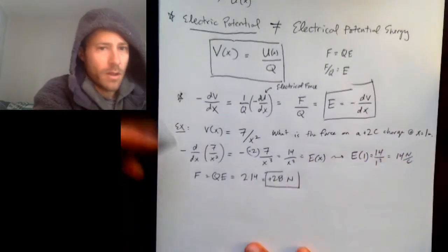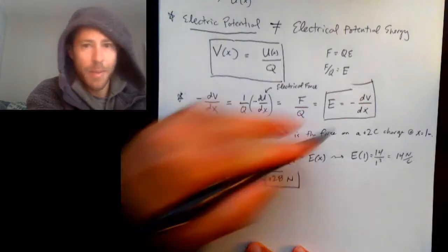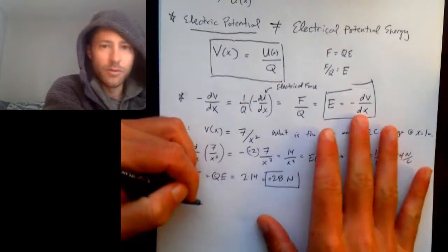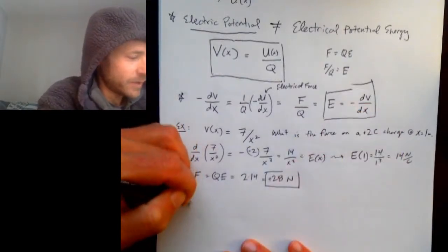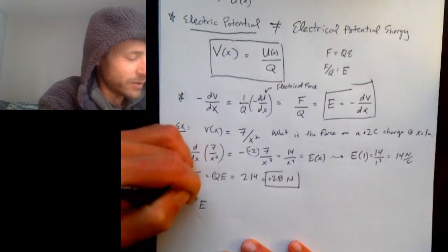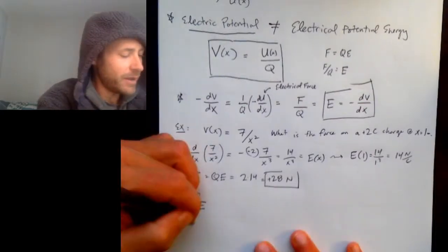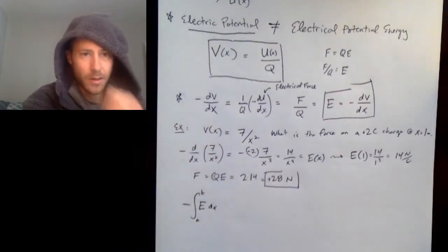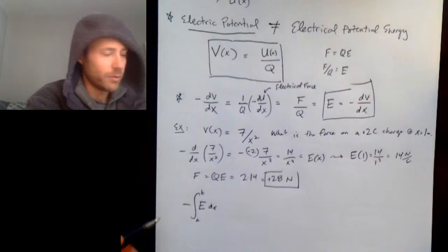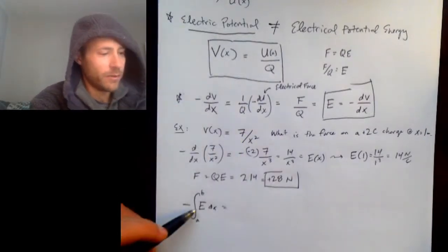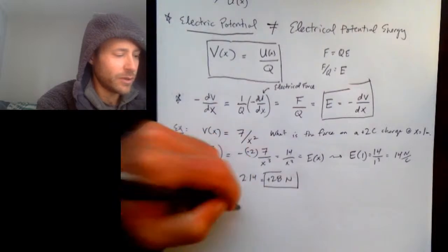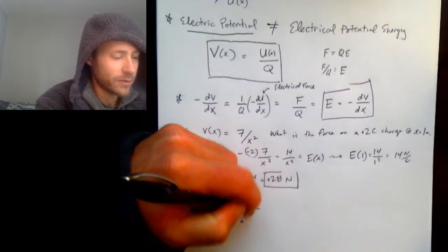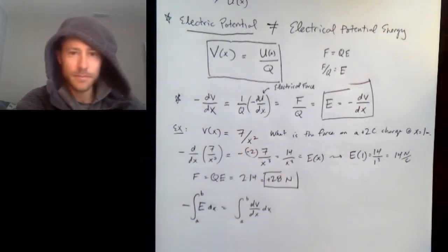So, we can actually go backwards. It's also important to go backwards. So what if we do minus the integral of this? So what if I do minus the integral from A to B of the electric field with respect to position. Okay? So we're doing the reverse of that. Well, if I do minus the integral of E, then that's going to be the integral from A to B of dV dx dx.